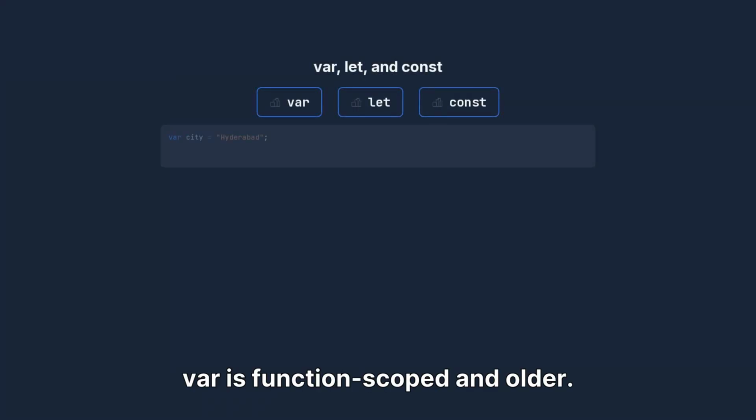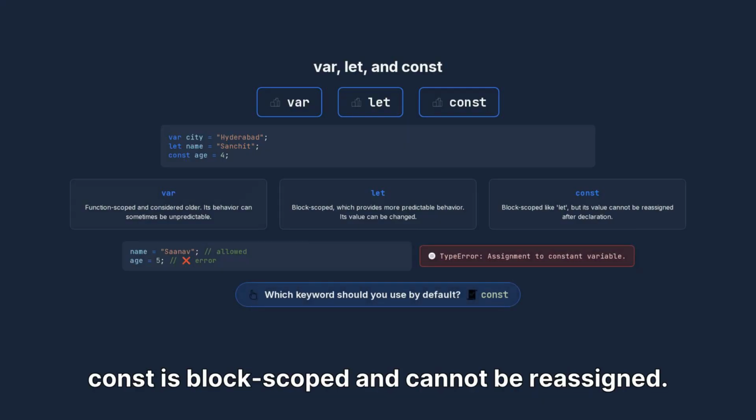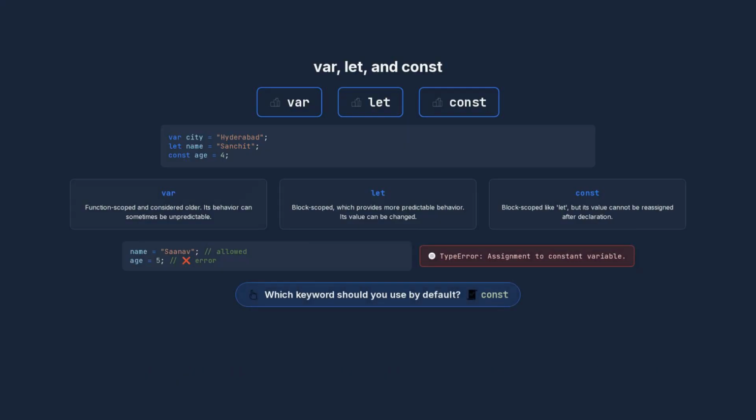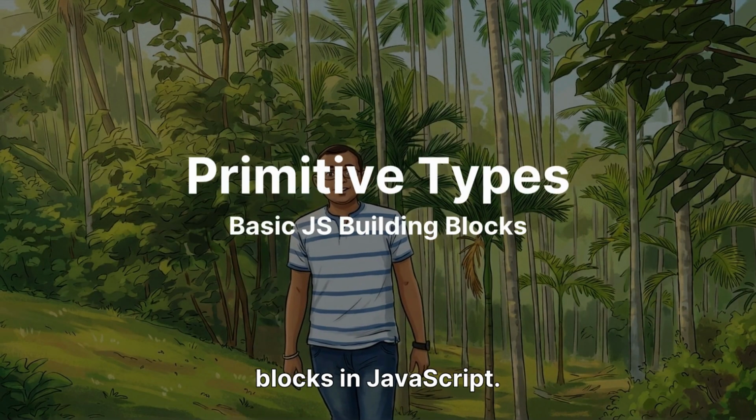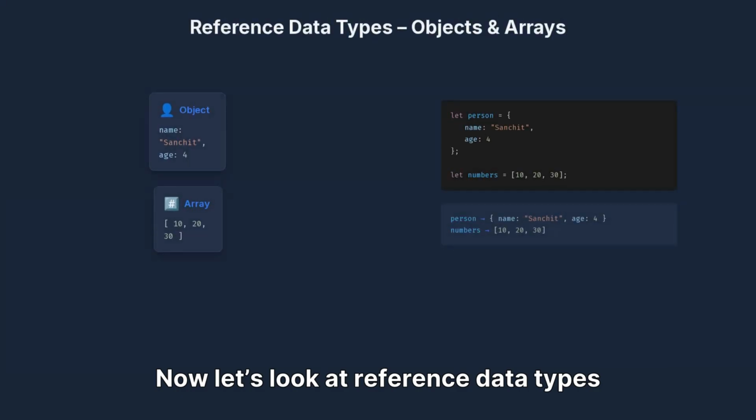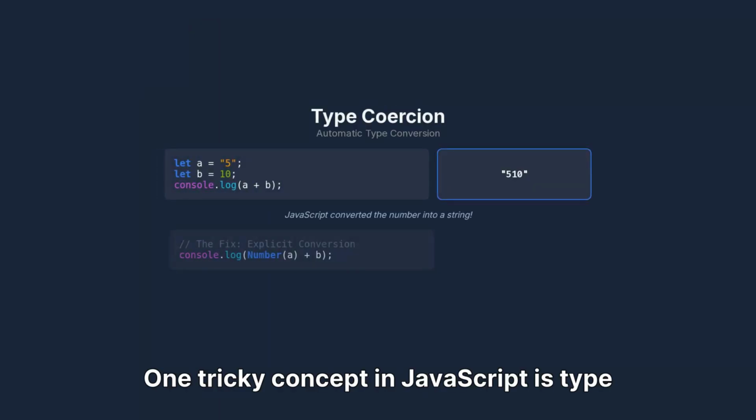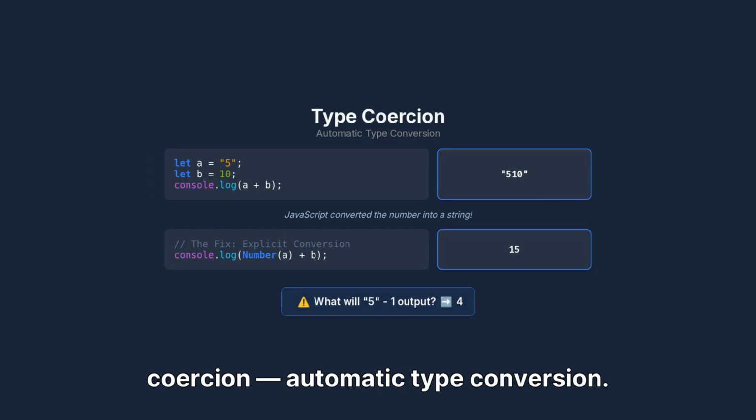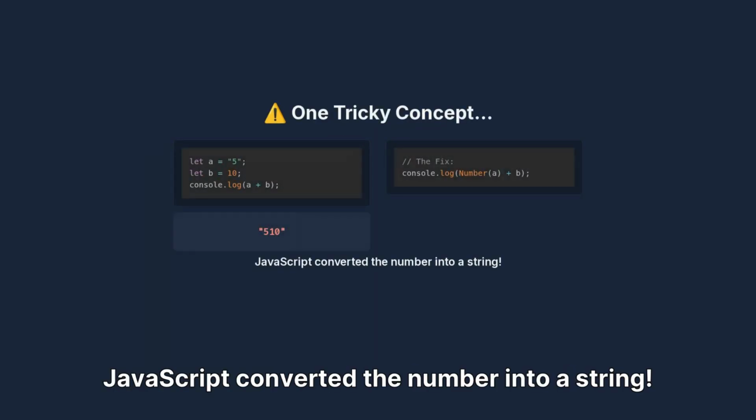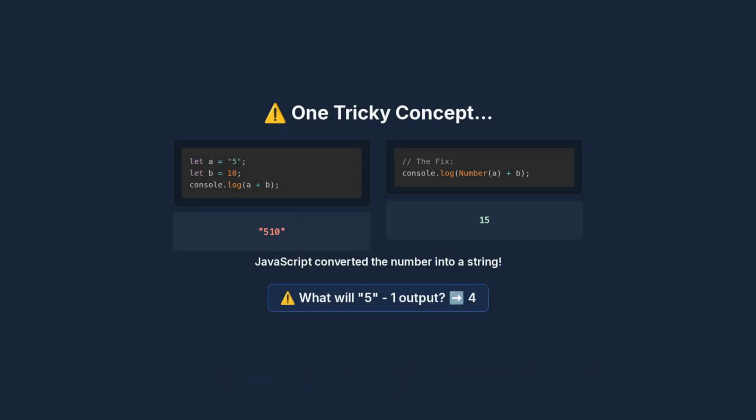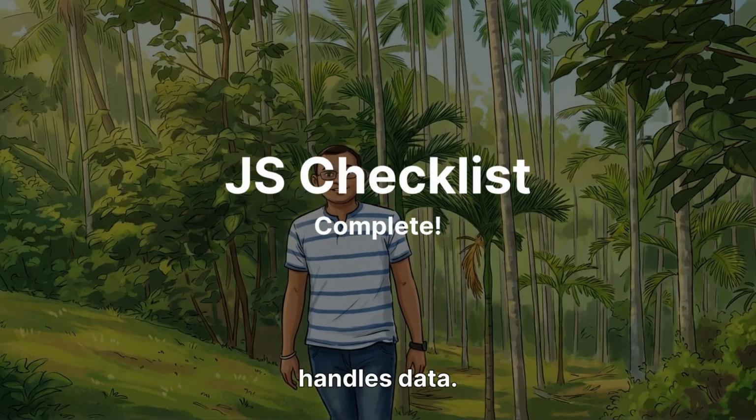Var is function scoped and older. Let is block scoped and changeable. Const is block scoped and cannot be reassigned. Primitive data types are the basic building blocks in JavaScript. Now let's look at reference data types, objects and arrays. One tricky concept in JavaScript is type coercion, automatic type conversion. JavaScript converted the number into a string, console.log. Great job! You now understand how JavaScript stores and handles data.